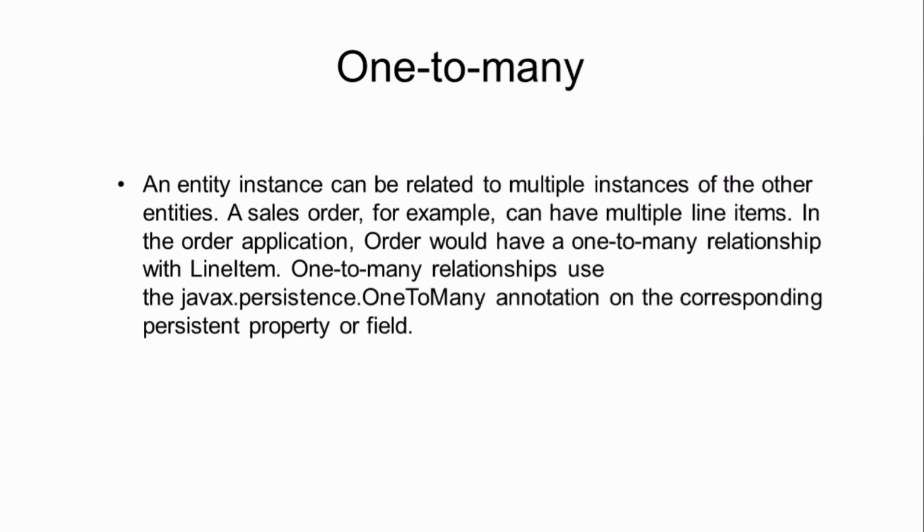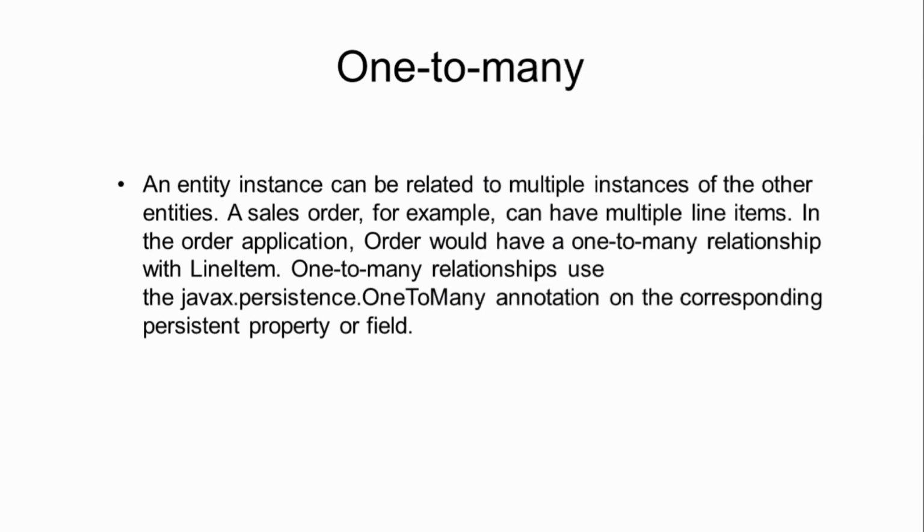Let's explain one to many. An entity instance can be related to multiple instances of the other entities. In this relationship, one entity relates to many entities. For example, a sales order has multiple line items in the order application. Order would have a one-to-many relationship with line item.